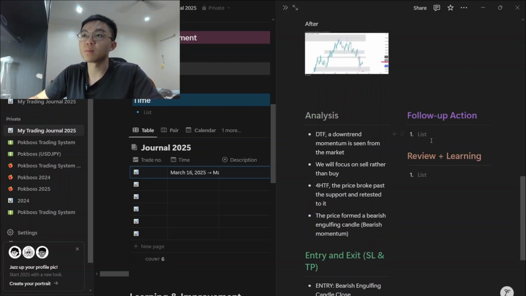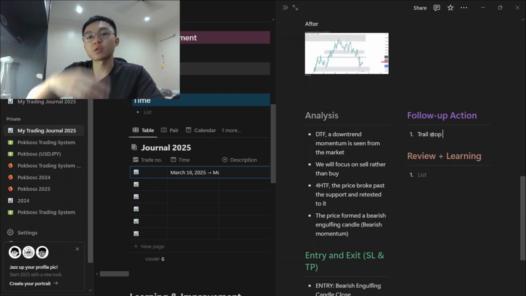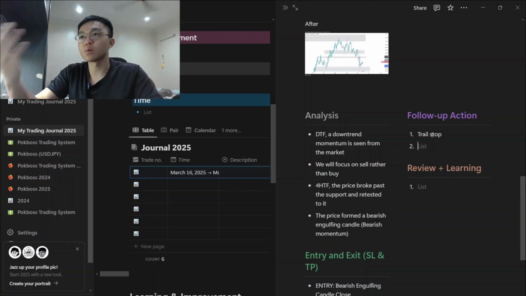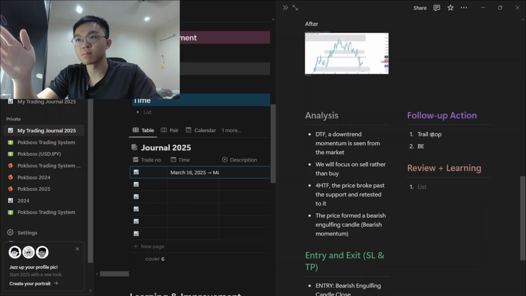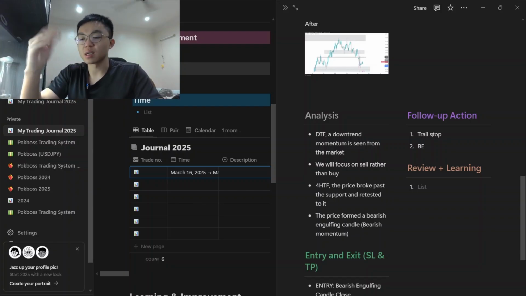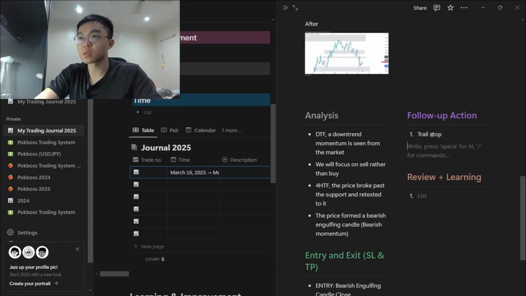Alright, and then a follow-up action. So let's say if you do trade stop, okay, just write it down here, trade stop. And then second thing, what you do, maybe you do break even. Alright, you can just put whatever thing you want over here, just a record of follow-up actions that you have ever done in this one trade. Okay, yeah, that is basically how the follow-up action works over here.